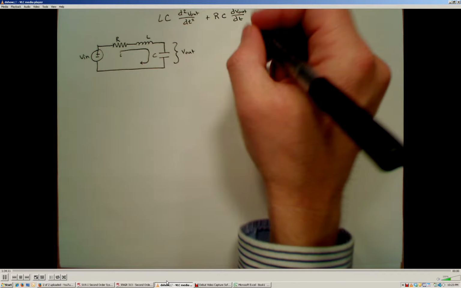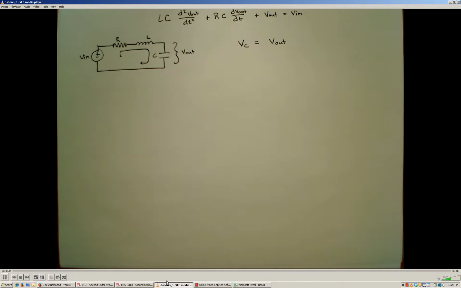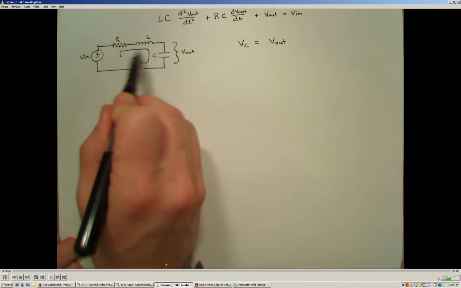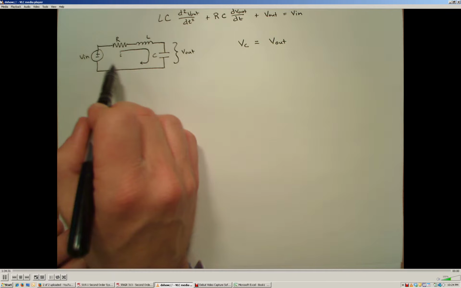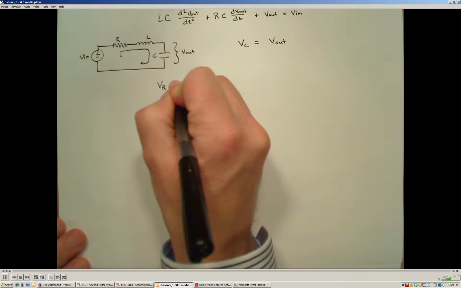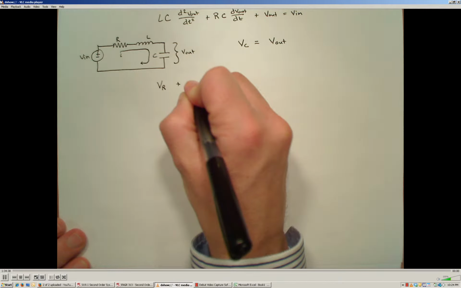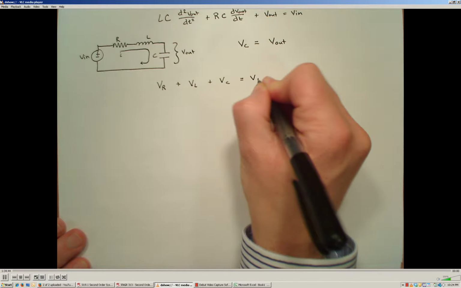Now what I'm going to do right here is write on the side that the voltage across the capacitor is the same thing as the output voltage that we're looking for. Now I'm going to use the mesh current method, or Kirchhoff's voltage law. I'm going to write an expression for the potential around this loop. Kirchhoff's voltage law tells us that the voltage across the resistor plus the potential developed across the inductor plus the potential across the capacitor must be equal to the potential provided by the supply.